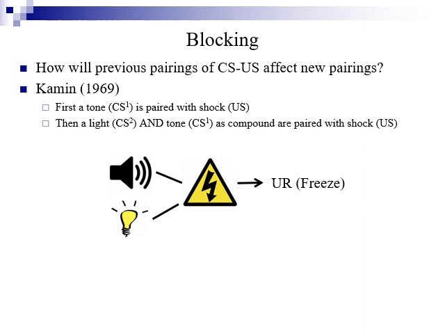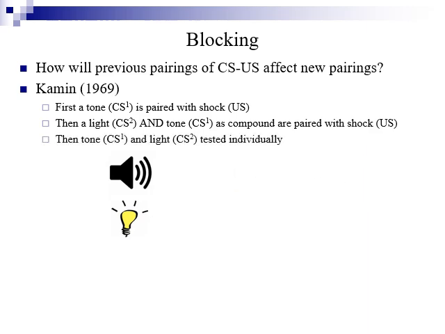So in this case, when we test these individually, what we might expect is that the tone would produce a stronger conditioned response than the light, simply because the tone had been paired with shock more times than the light had. But interestingly enough, what was found is that the tone produced a strong conditioned response and the light produced zero conditioned response. None. The previous experience with the tone blocked any learning with the light.